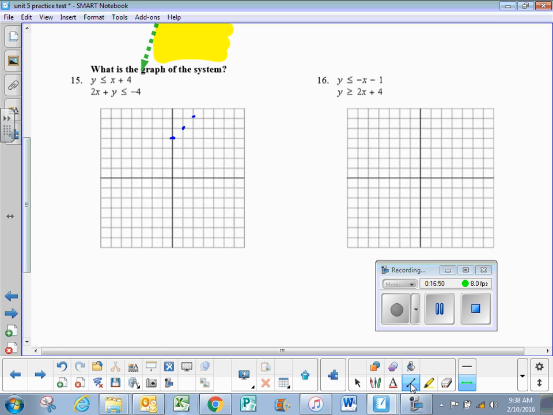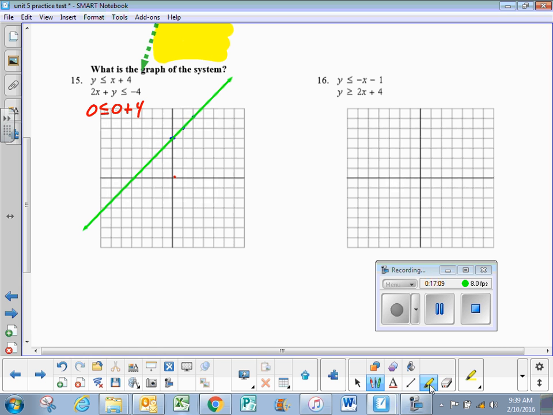I'd like you to do one at a time. The reason I want you to do one at a time is so you don't get confused with what you're plugging in and what side to shade. So let's shade this one. 0, 0 is right here. Is 0 less than or equal to 0 plus 4? Yes, it is. So I'm going to shade to that side for this one.